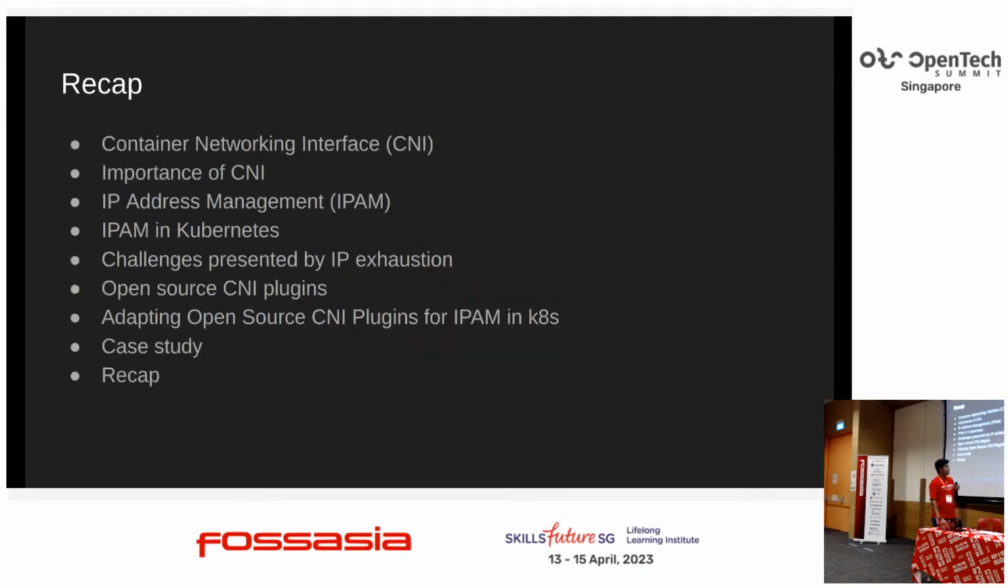So this is the recap. We saw what CNI is, what IPAM is, what plugins exactly are, then what are the current challenges presented by IP exhaustion, how Kubernetes is dealing with IP management and what its limitations are, and what solutions third-party open source plugins such as Calico present. So yeah, that was all about it.